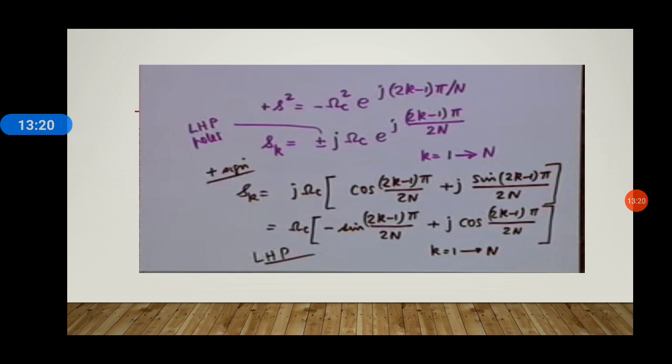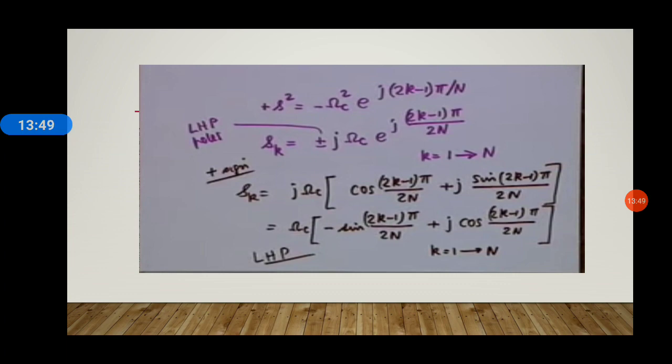Now from here, what we can find out is s square is equal to minus omega c square e to the power j (2k minus 1) pi by n. So s k, let us name it as s k. s k is plus minus j omega c e to the power j (2k minus 1) pi by 2n. So here we have two set of poles. Here k goes from 1 to n.